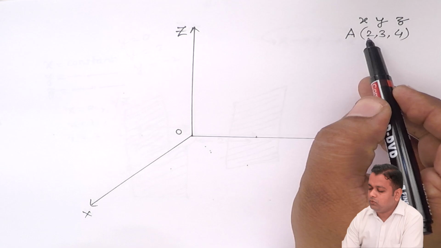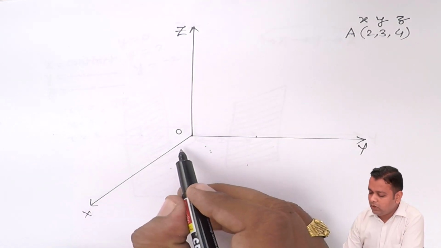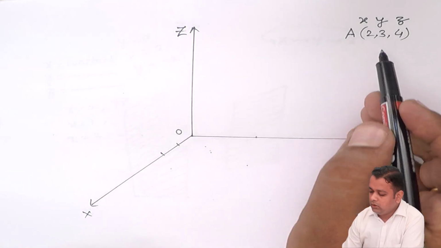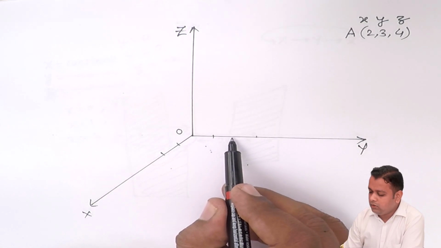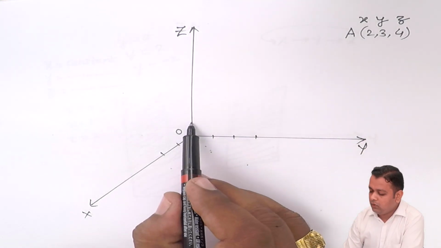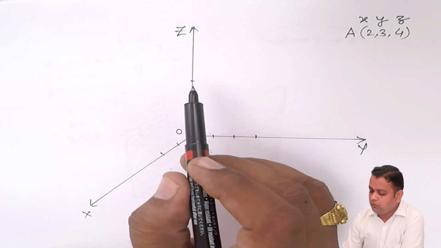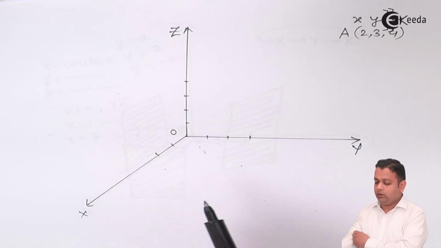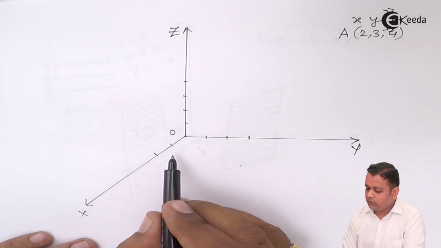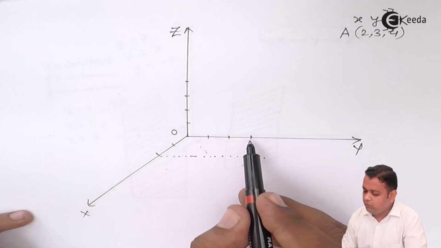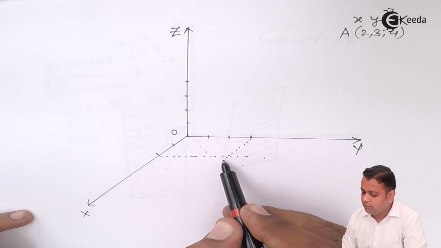Now x is equal to 2. So first of all on the x-axis I will mark 1, 2. So this is x is equal to 2. y is equal to 3. So on the y-axis I have to mark 1, 2 and 3 units. z is equal to 4. I have to mark 1, 2, 3 and 4 units. So here we have marked x is equal to 2, y is equal to 3 and z is equal to 4. From x is equal to 2, we will draw a line parallel to the y-axis. From y is equal to 3, we will draw a line parallel to the x-axis.